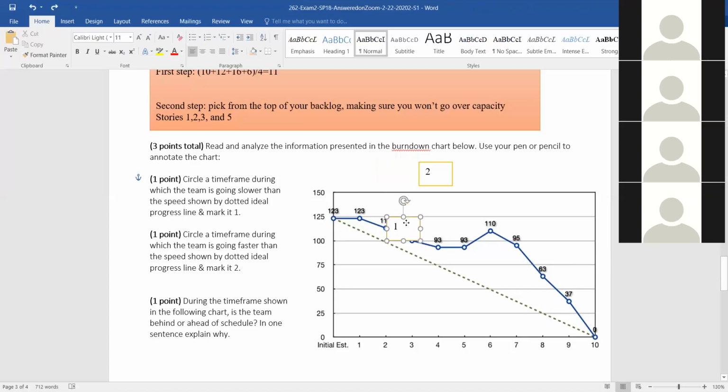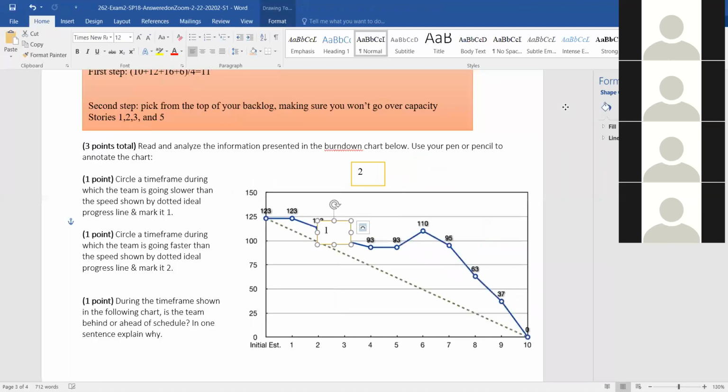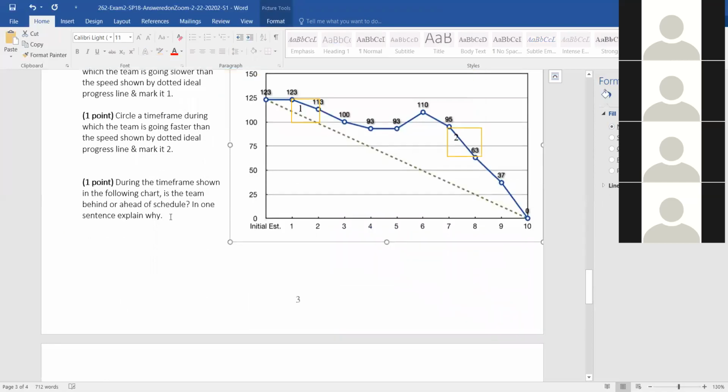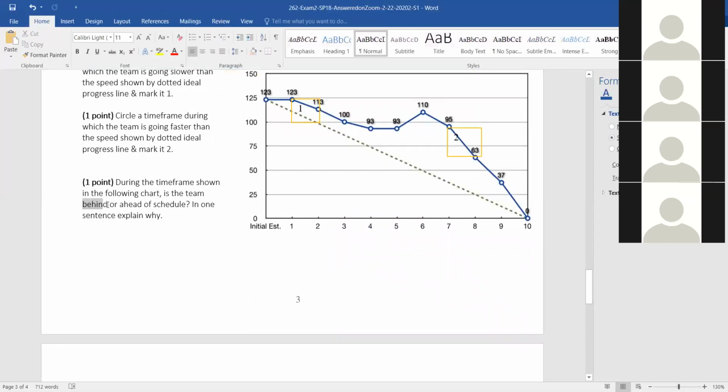I'm asking you, Matt. They are, I would say they're behind schedule. Why is that so? Because they are above the ideal line, the ideal timeline. Exactly. So here, any questions from the class? So this was 2, this was 1, and they are behind. I'm gonna highlight that. Thank you, Matt.